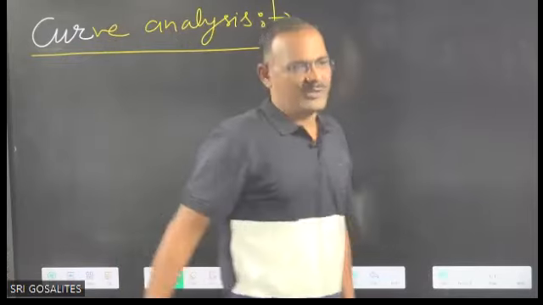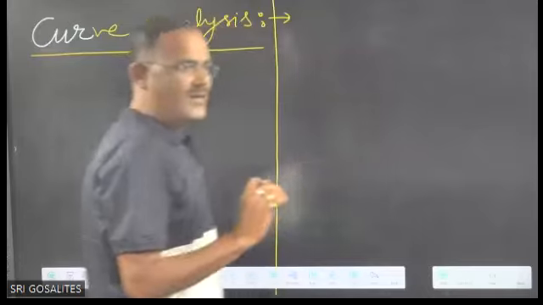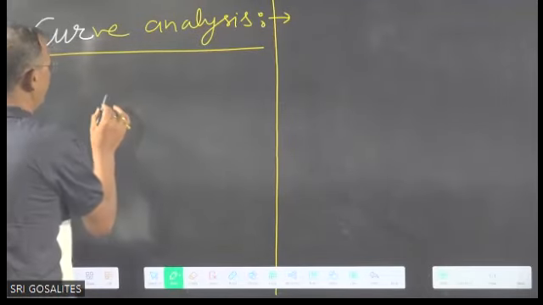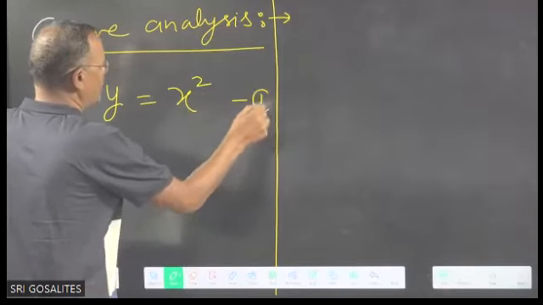बच्चों, कर्व क्या होता है? What is the curve actually? So basically we know there are two kinds of variables. What these are? Independent and dependent variable.